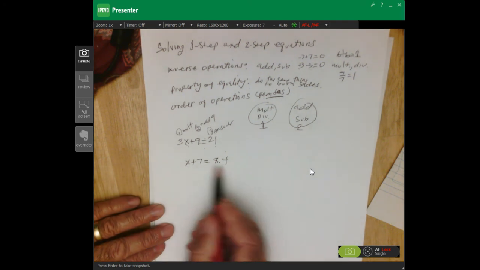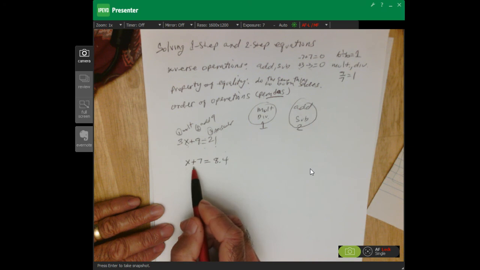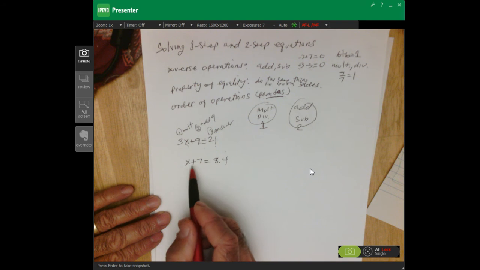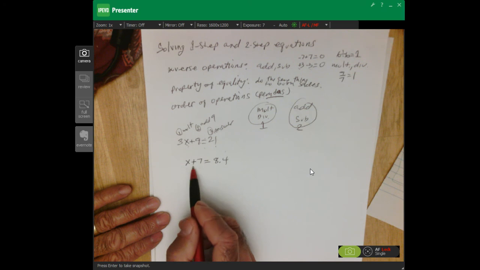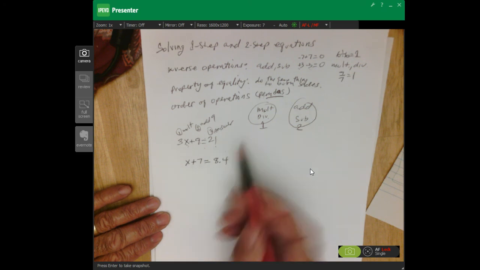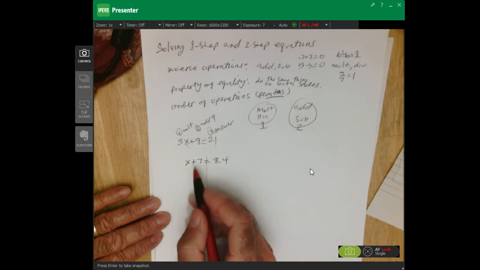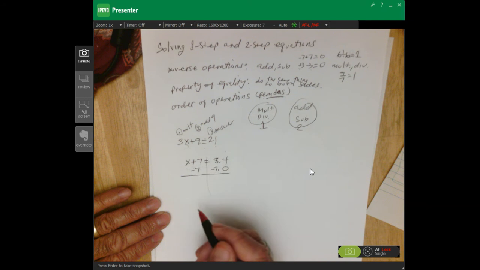All you have to do is look at the equation, look where the variable is, identify the operation, and then use the inverse operation using that same number. So in this case, it's plus 7, so we're looking for the additive inverse, which is the opposite operation. So negative 7 is what we're looking for. We want to do that and use the property of equality. So we do the same thing to both sides of the equation. When we do the same thing to both sides of the equation, we keep it balanced.